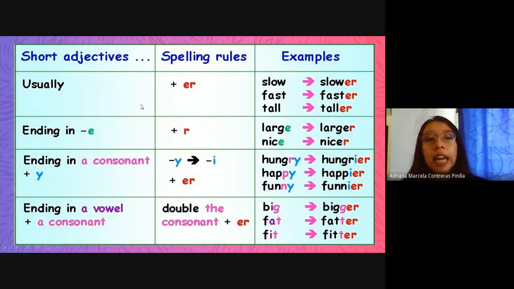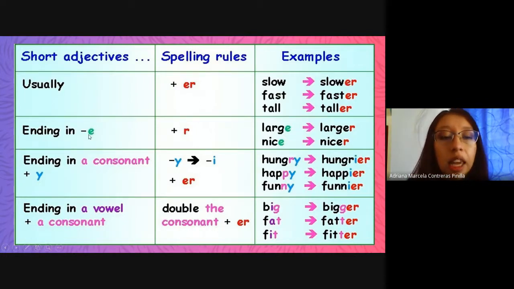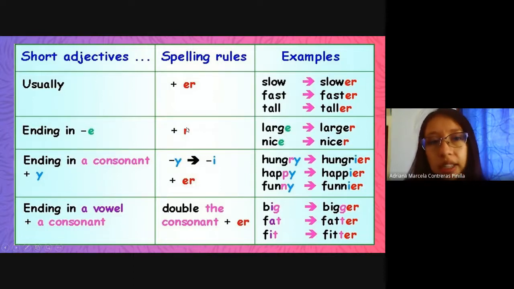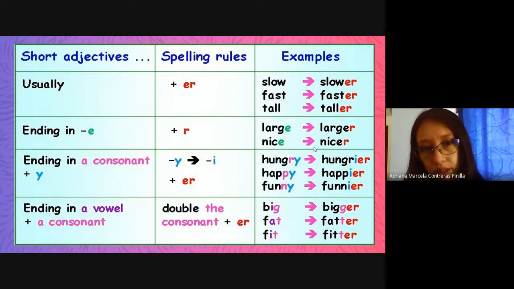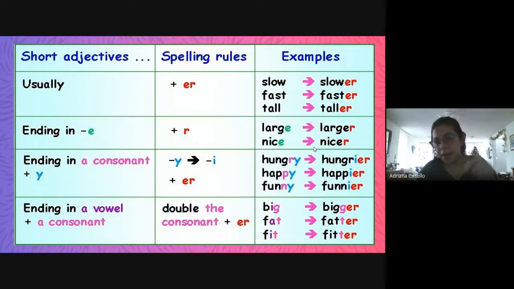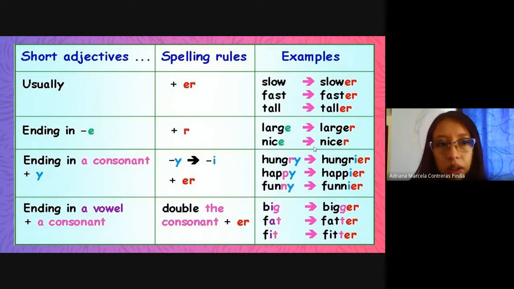When the adjective ends in E, we just add R. We don't write double E or double R, okay? It's just R. For example, large, larger, nice, nicer. So if the E is already there, why add another E? Okay? When it ends in E, you add only the R. Only the R, exactly.